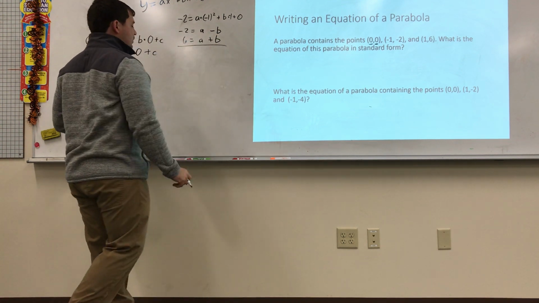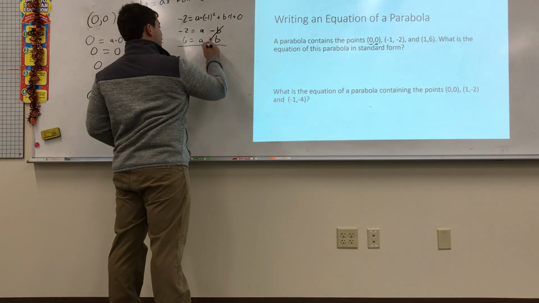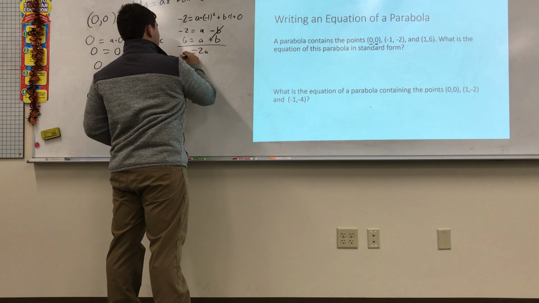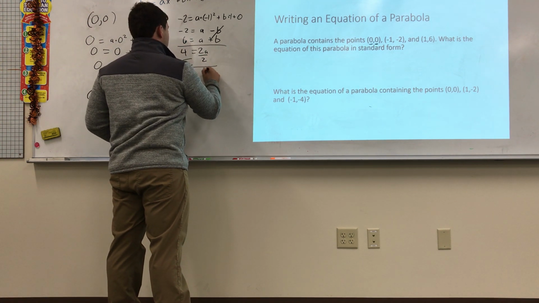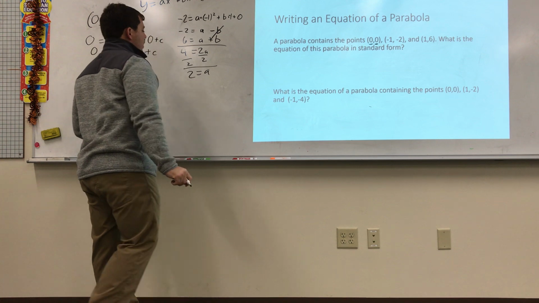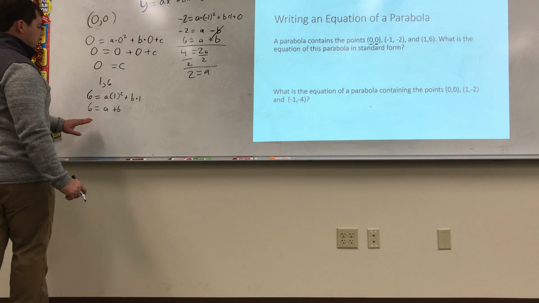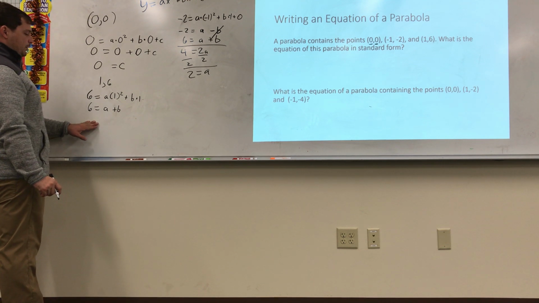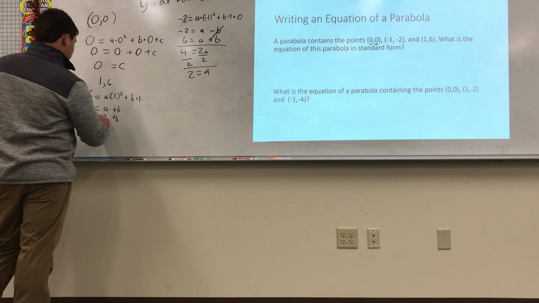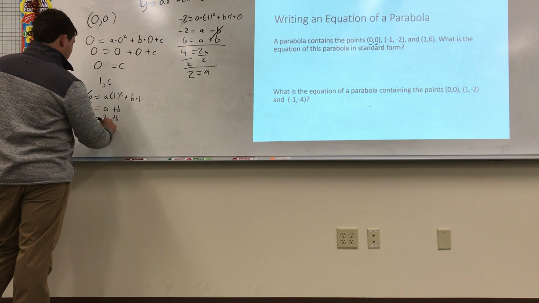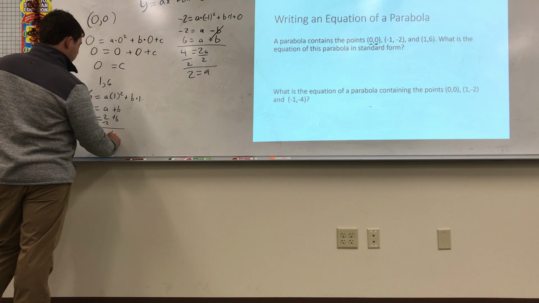With elimination, does something cancel out right away? Yes, my b's do. So I'm going to end up with 2a equals 4. Divide by 2, a equals 2. Now I can plug that in here: 2 plus b equals 6. Minus 2, minus 2, b equals 4.